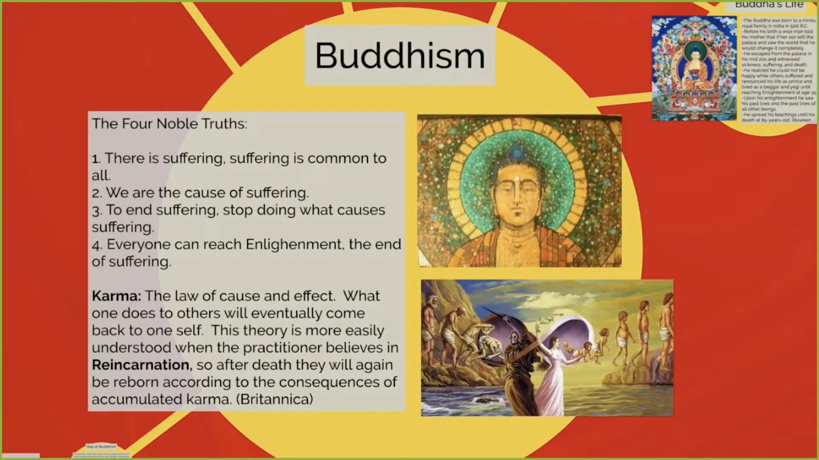Buddhism, the Four Noble Truths. So here are some basic Buddhist teachings. Number one, there is suffering. Suffering is common to all. Number two, we are the cause of suffering. Number three, to end suffering, stop doing what causes suffering. Number four, everyone can reach enlightenment at the end of suffering.